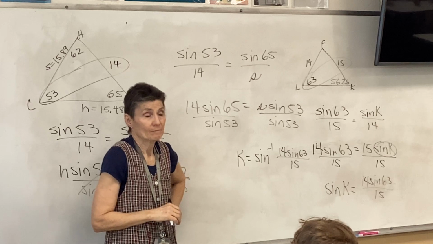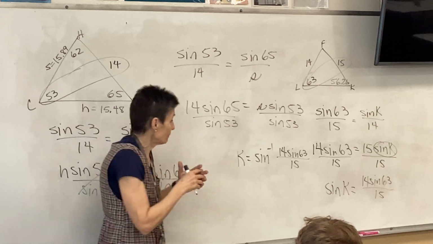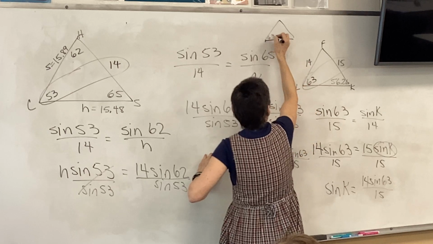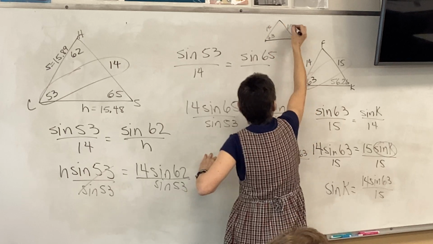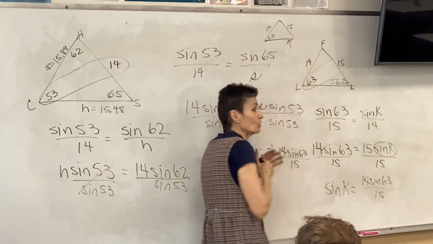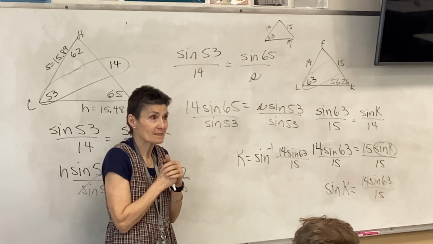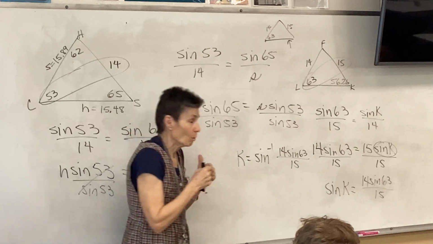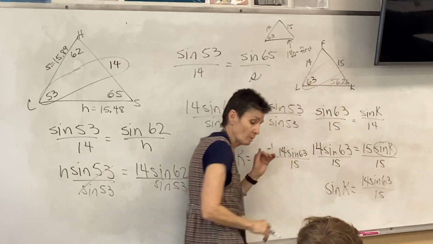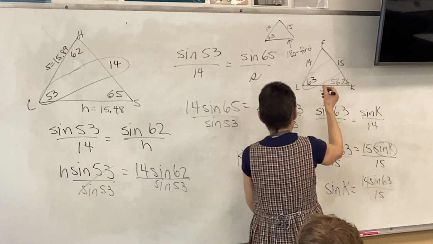But I'm not done because that's one answer, but I need to check for another one. So I'm going to redraw my triangle from the beginning, 63, 14, 15, just the givens. There's my triangle. And I'm going to check to see if there could be another possible angle. How do I find that second angle? Who remembers? 180 minus the first one. That's right. So the first one was 56, so 180 minus it will be 123.74.